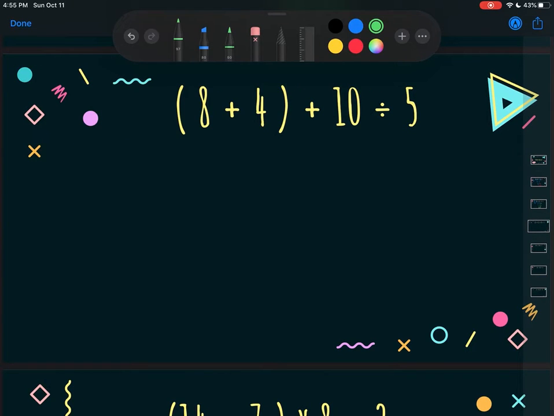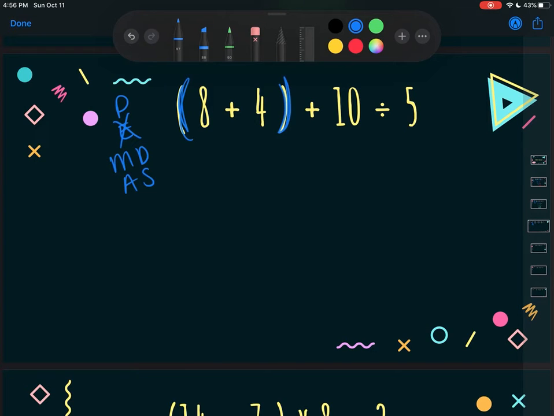Let's look at the next one. Remember, we're pausing, trying to solve it, and then pressing play to see how well you did. All right, solving with PEMDAS. Parentheses first. Then we multiply and divide from left to right, then add and subtract from left to right.